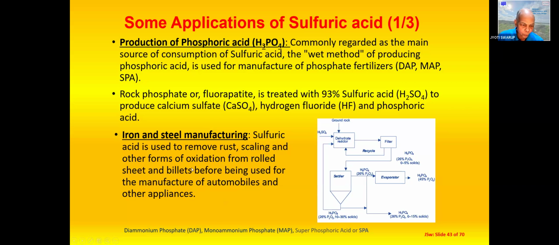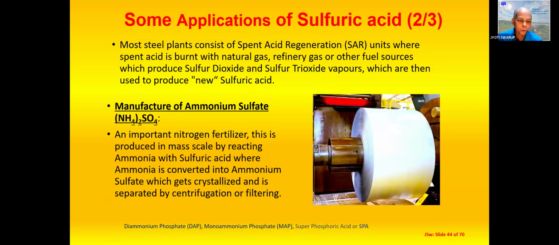In iron and steel manufacturing, it is used to remove rust, scaling, and other forms of oxidation from coil, steel, and billet before using them for manufacture of automobiles and other applications. Most steel plants consist of spent acid regeneration units, wherein spent acid is burnt with natural gas, refinery gas, or other fuel sources, which produces sulfur dioxide and sulfur trioxide, which are then used to produce new sulfuric acid.